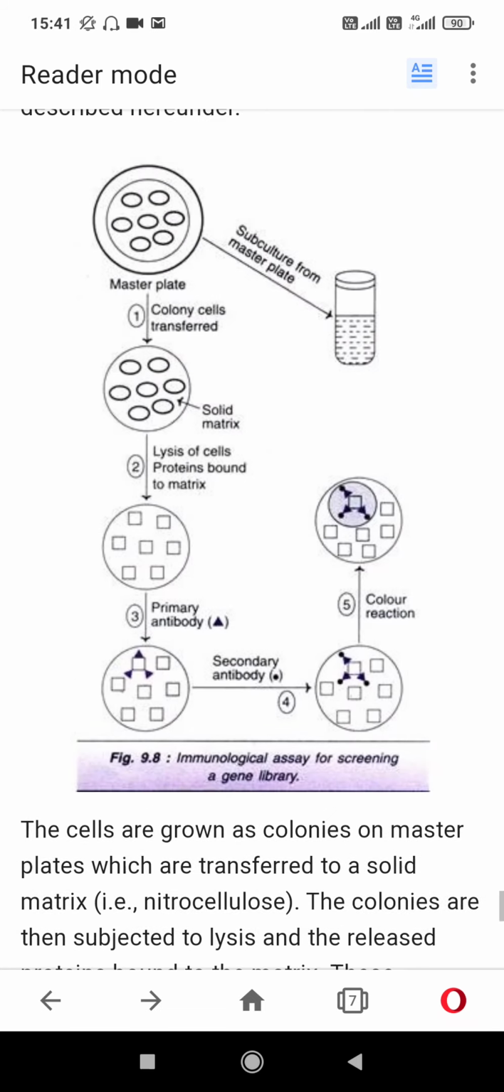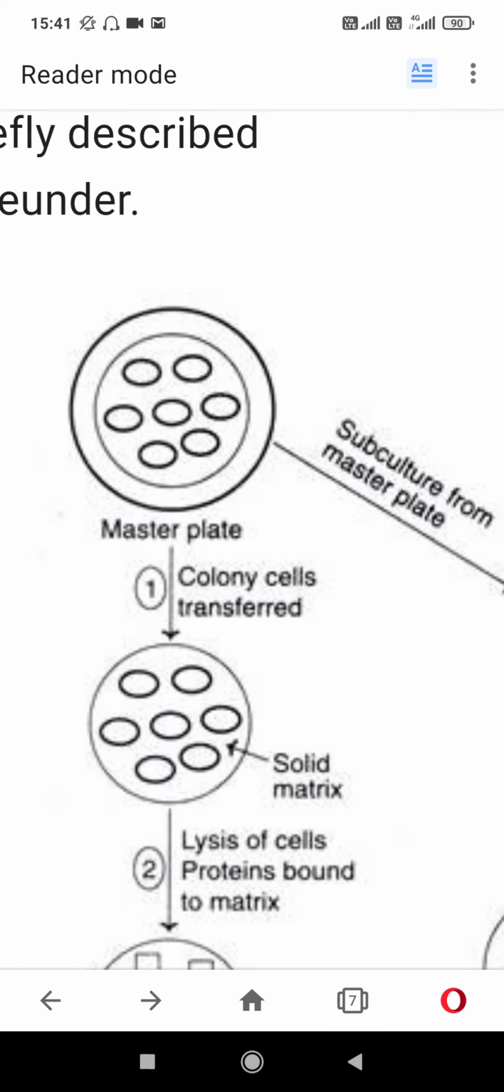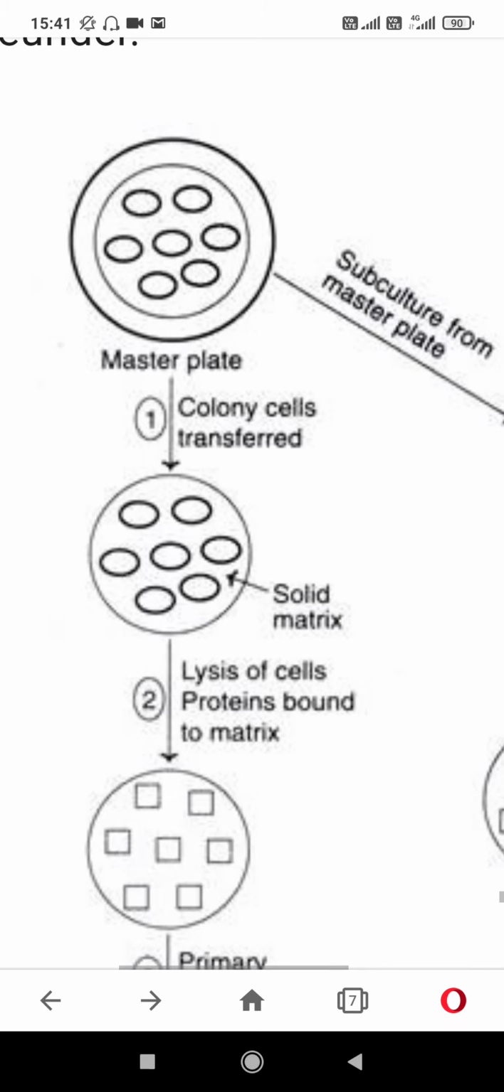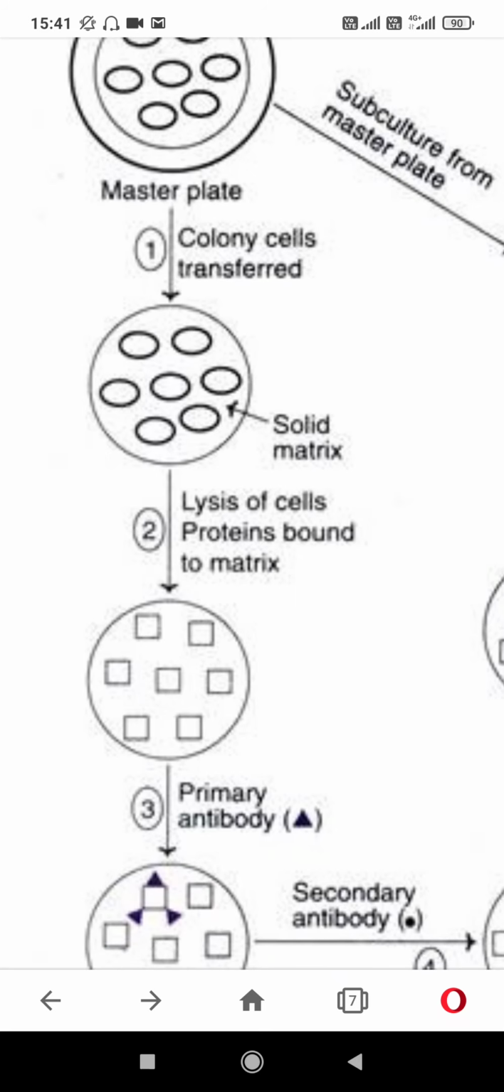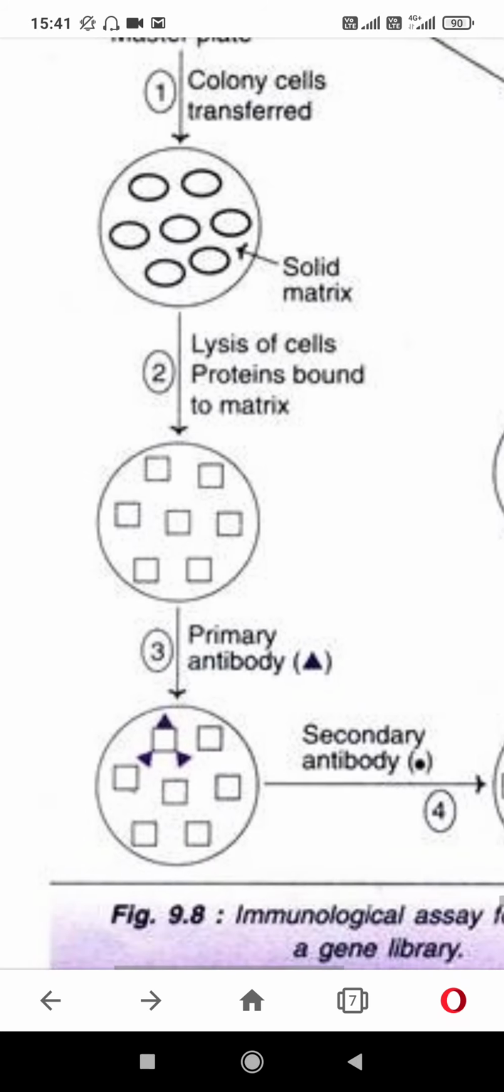Okay, so here is the diagram. You can see a master plate, and colonies of cells are transferred by replica plating into the solid matrix. Lysis of the cells occurs, and proteins are allowed to bind to the matrix. Then we allow the primary antibody to bind, which is specific for that particular protein. Here the protein is acting as antigen for that antibody.